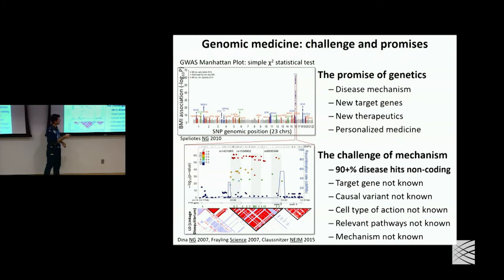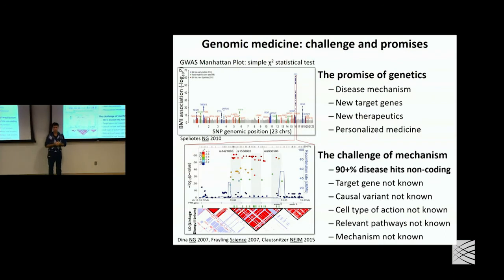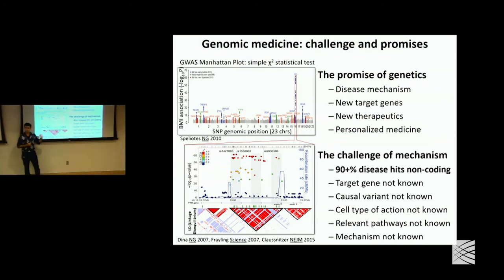So the target gene is not known. The other problem is that the causal variant is not known. So when you have one of these variants that disrupts a protein, we usually make the simplifying assumption, sometimes wrong, that that is likely the causal variant because it disrupts the protein. But when you don't have any of them disrupting the protein, you don't know whether the causal variant is this one or that one or that one. And that's a problem. Why?